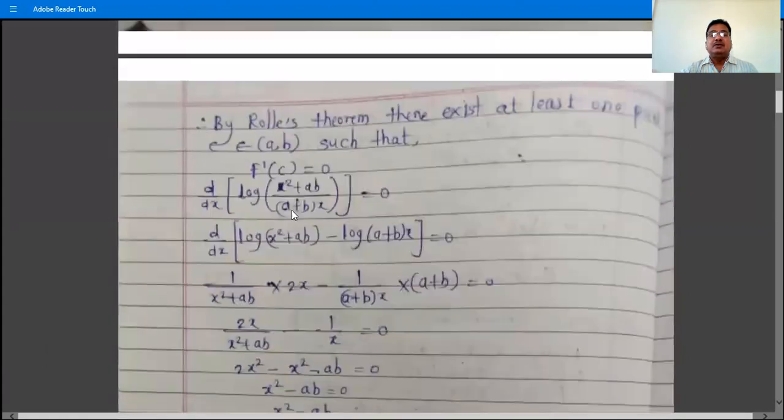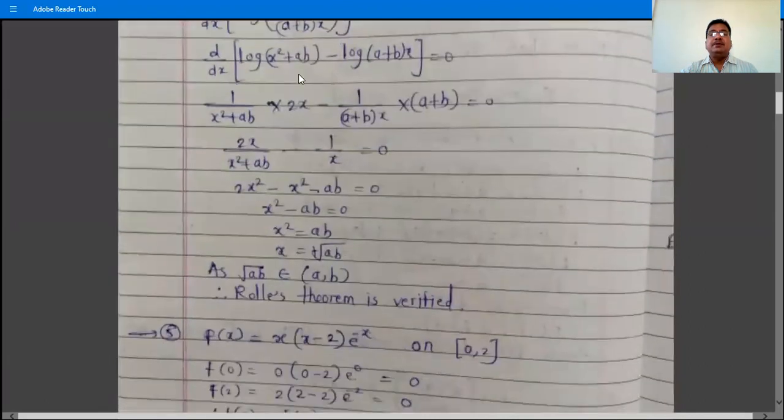So simplify this using the log a by b rule, log a minus log b, and then the derivative of this quantity is what? The derivative of log x is 1 by x. So the derivative of log (x square plus a b) is 1 by (x square plus a b) into the derivative of x square plus a b, which is 2x.